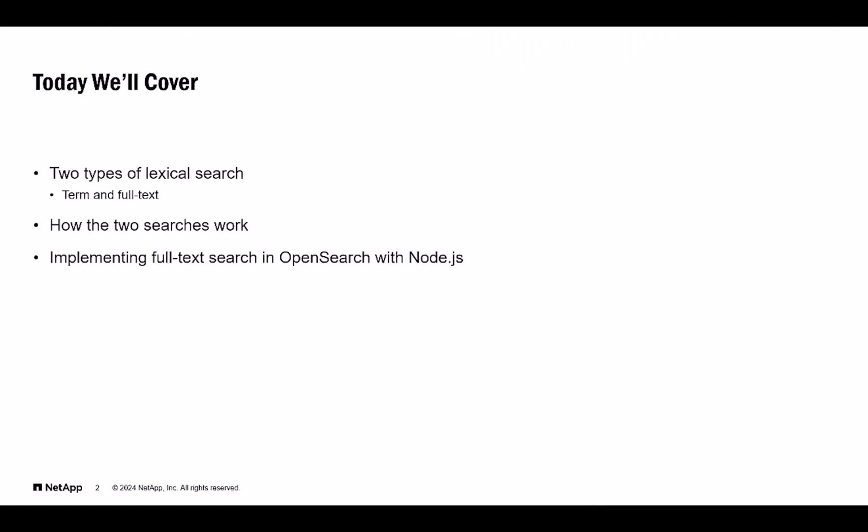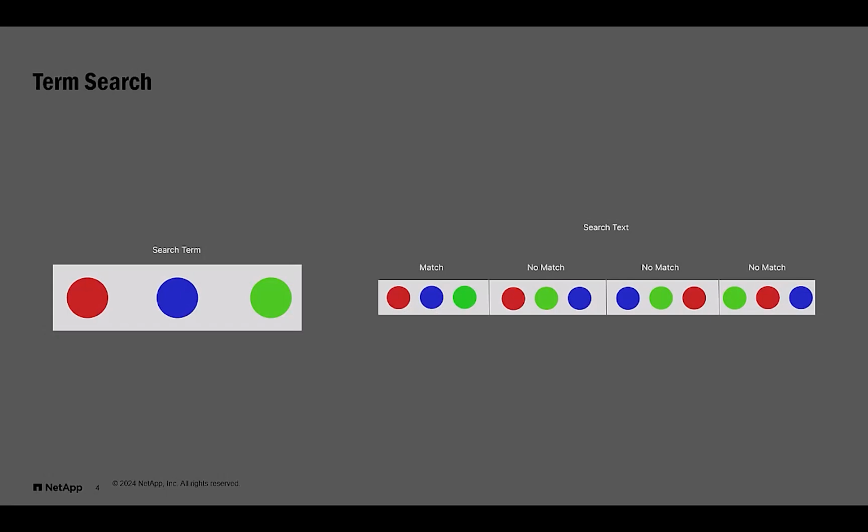Today, we'll cover the two subtypes of lexical search, term and full text. We'll talk about their differences. We'll talk about how they're used in OpenSearch. First, we'll cover term search.